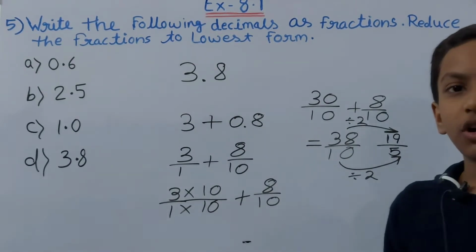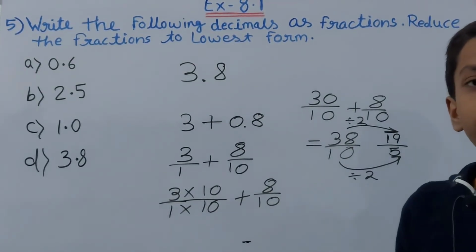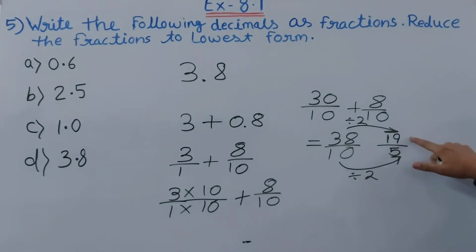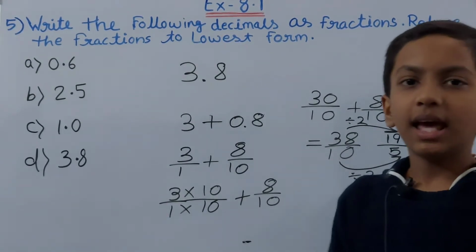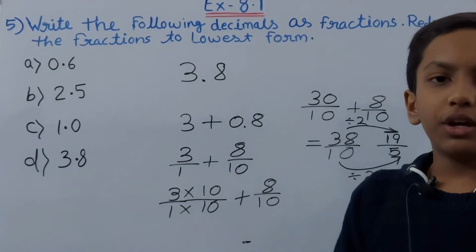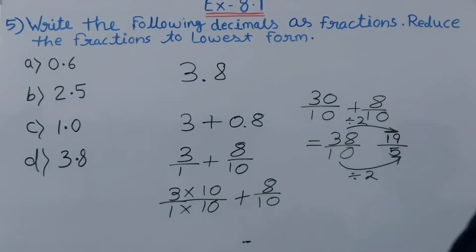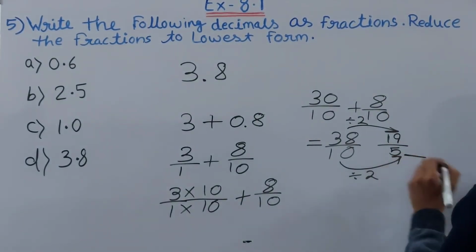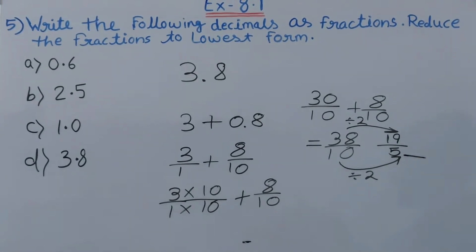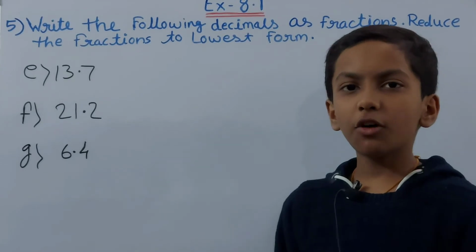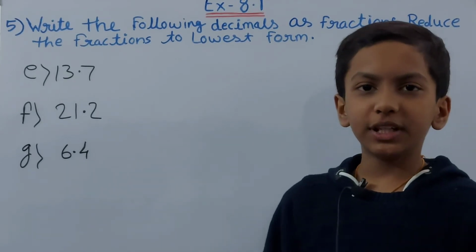Now friends, you don't have to stop here. You have to look for a common divisor which is left over. So 19 upon 5. Is there any common divisor of 19 and 5? No, there is no common divisor of 19 and 5. That means 19 upon 5 is our final answer. So friends, now let's hop on to the next part.